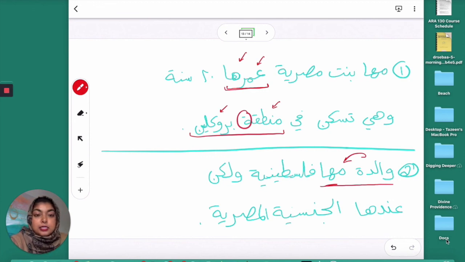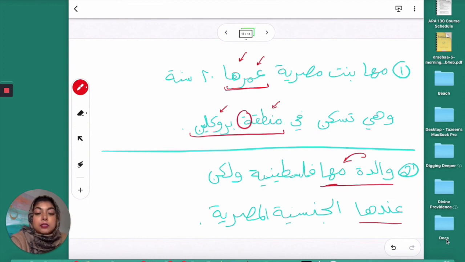والدة مها فلسطينية. فلسطينية is not an example of إضافة because what is it? It's describing her. Good, it's a صفة. So that's a description, right? An adjective. We're not looking at adjectives, we're trying to just find إضافة. ولكن عندها الجنسية المصرية. What does عندها mean? She has, right? So that's another example of possession.